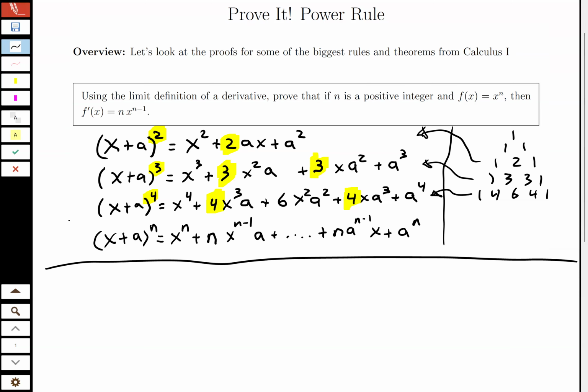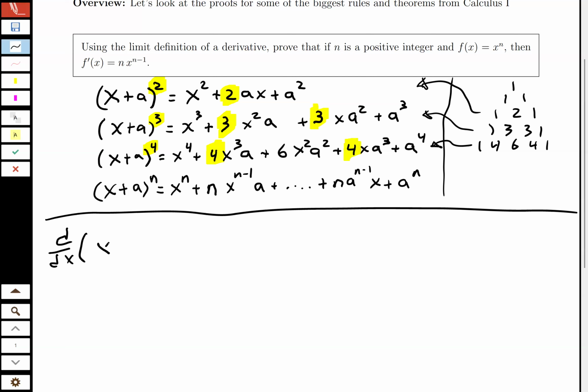Because we want to look at the derivative of x to the n. And the limit definition says that if we're looking at the limit as h goes to 0 of f of x plus h, this function at x plus h, minus f of x, all over h.